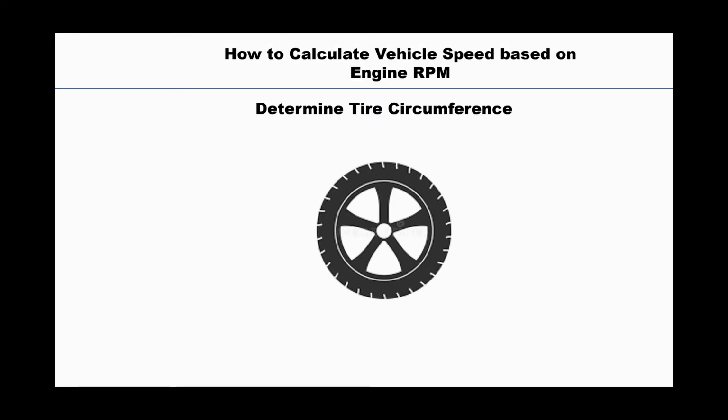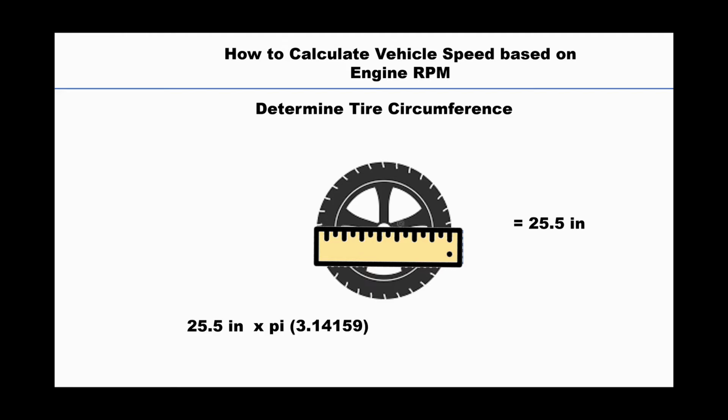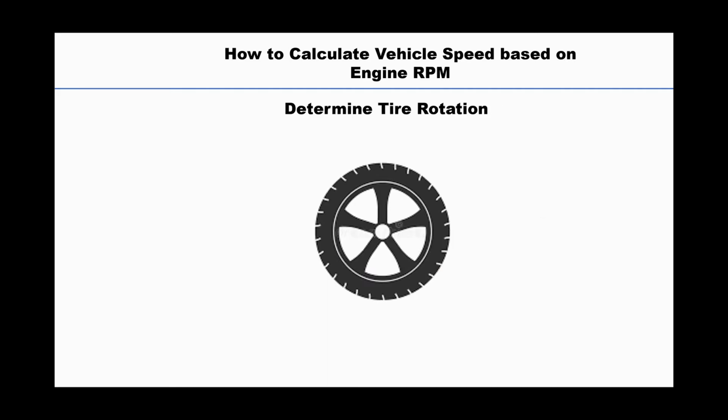Another way to determine your tire circumference is to measure your tire diameter. Take a tape measure and measure from one end of the tire to the other. In this example, it is 25 inches. We'll take 25 inches, take that times pi, or 3.14, and that equals 80.11 inches. We'll divide that by 12, and we will get 6.67 feet of tire circumference.